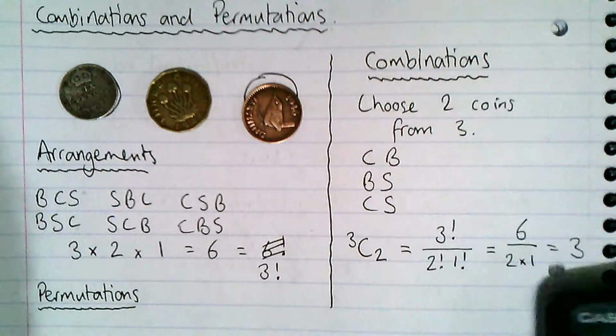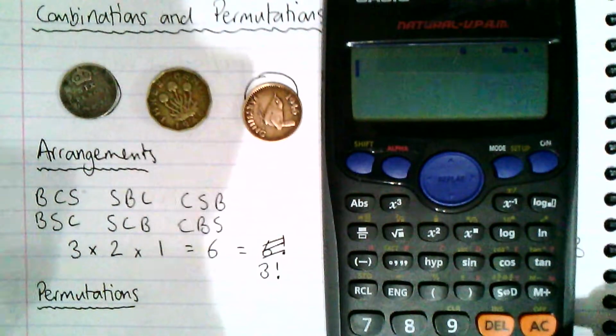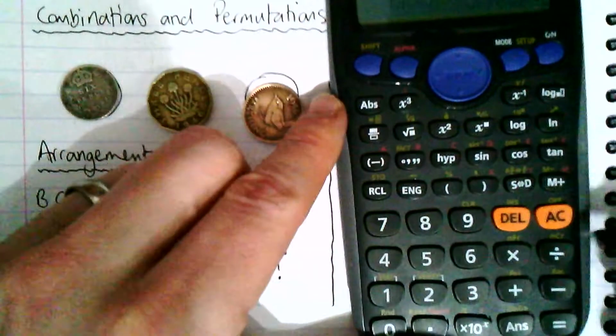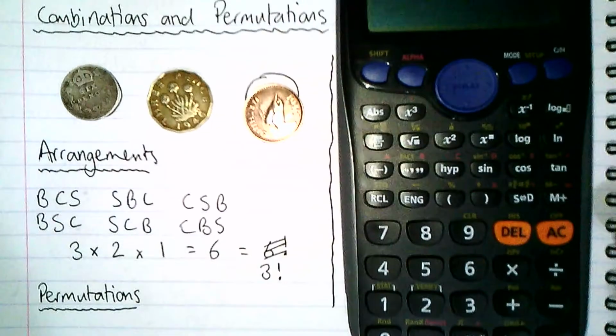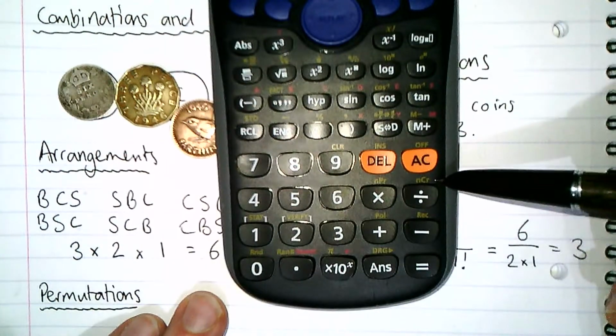Now, as I say, we can work this out on the calculator. I'll show you how to do that now. So on the calculator, the combinations button is here, just above the divide sign. Again, you've got to use the shift button to be able to get access to it. I'll just turn the light on there. That's maybe a little bit better.